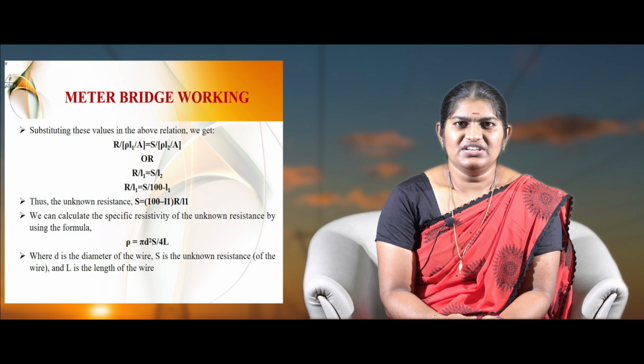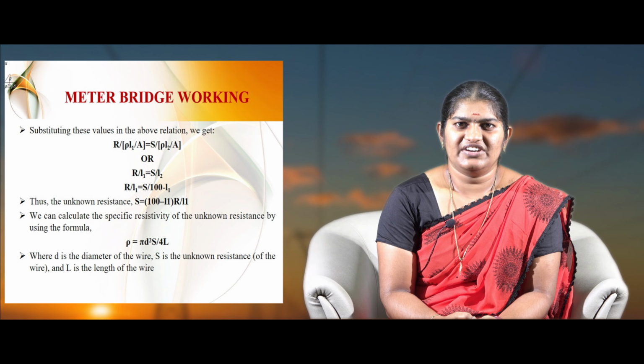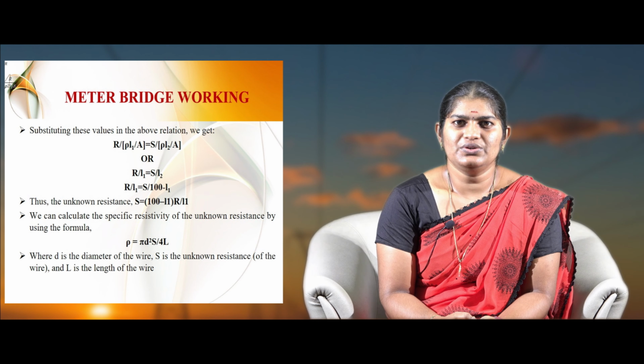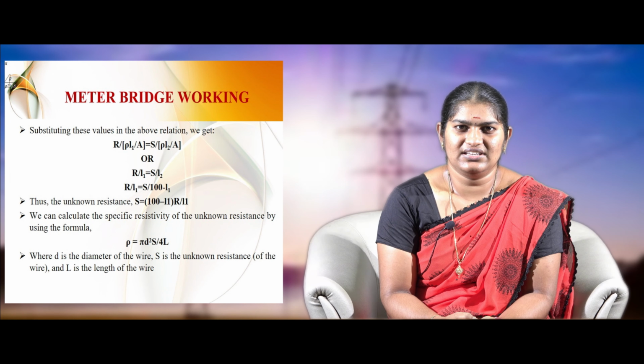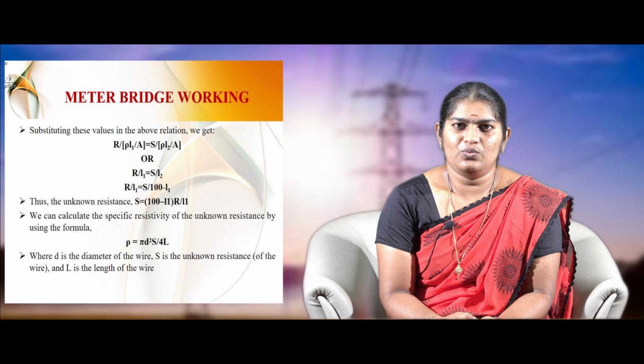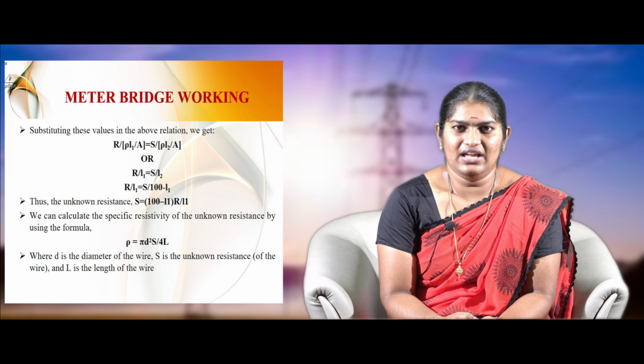In the above equation, we cancel rho and A, and we get R divided by L1 is equal to S divided by L2. We know L2 is equal to 100 minus L1. Substituting this L2 in the above equation, we get R divided by L1 is equal to S divided by 100 minus L1. So, cross multiplying, we get S is equal to (100 minus L1) into R divided by L1.